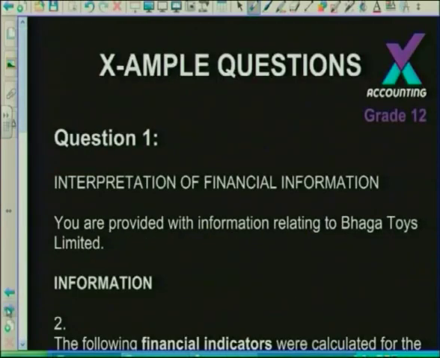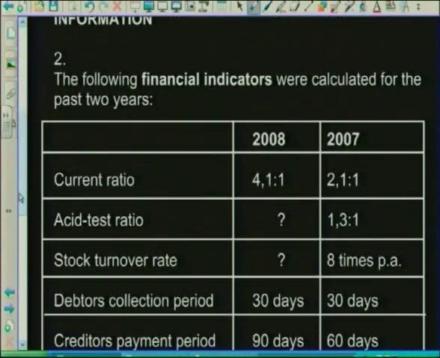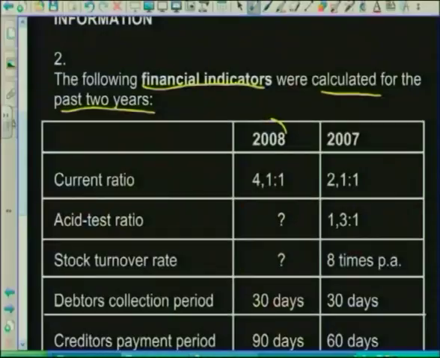Right, let's move on. The next bit of information that they've given us, information 2. The following financial indicators were calculated for the past 2 years. Now, please remember, grade 12s, whenever you come across a question on ratio analysis, they will always give you information, especially from the balance sheet, for the past 2 years. Past 2 years, we are talking about the current financial year as well as the previous financial year. So let's now go to these financial indicators that have been given to us. So we've got 2008, 2007, 2007 being our previous financial year, and then 2008, obviously, our current financial year.